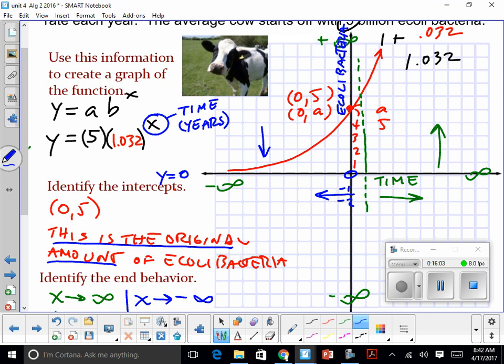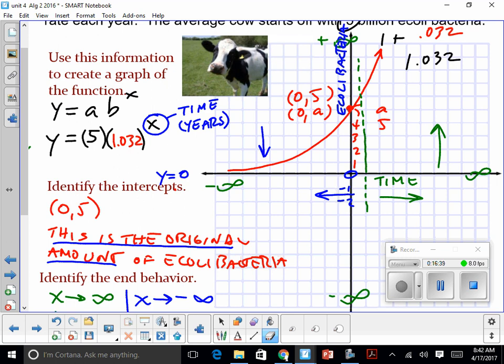Why is this important? Time and years. They're going to say, how much E. coli will there be at the end of 5 years? Well, if we were to put 1, 2, 3, 4, 5 years on the x-axis, we would just go up, up, up on the chart to find out what would happen at the end of 5 years. But there's a way that we're going to do it where you're not going to show it on the graph. You're going to show it on a table.